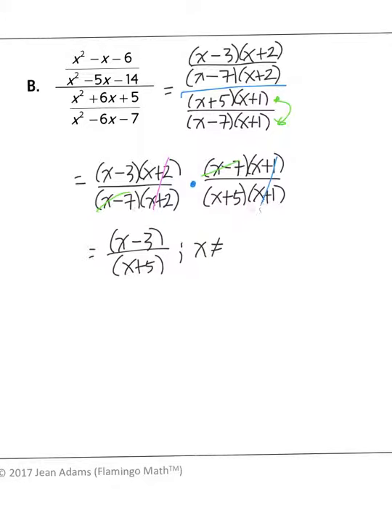So look here, x cannot equal 7, -2, -5, -1. So 7, -2, -5, and -1.